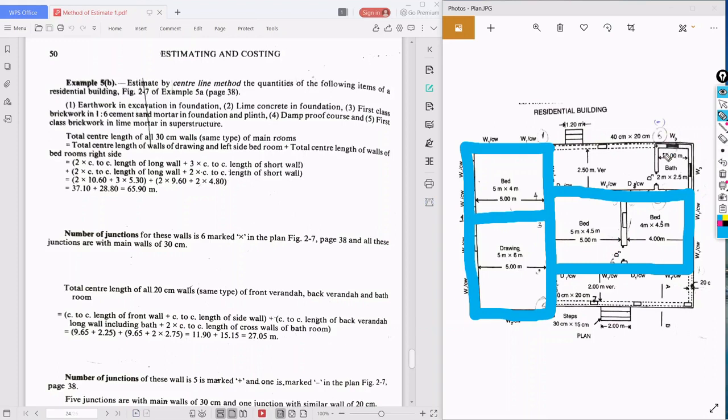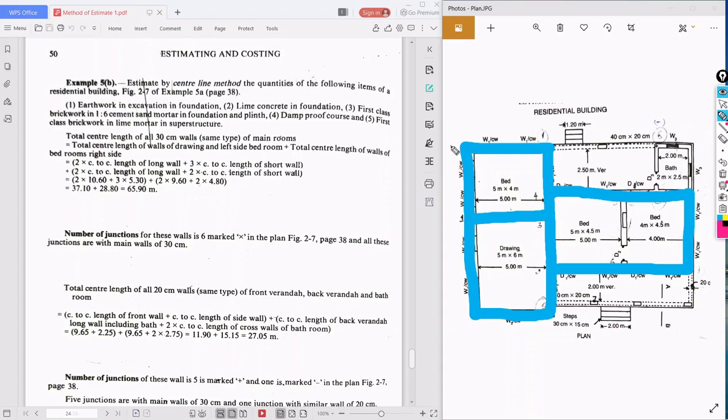Because we already know the lengths, what we are doing is taking the total center length of the walls of the drawing room and the left side bedroom. We are not dividing here. Just we are selecting from this point to this point. What is the total center line length?